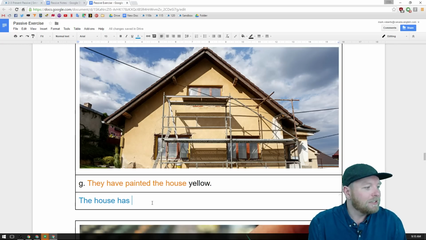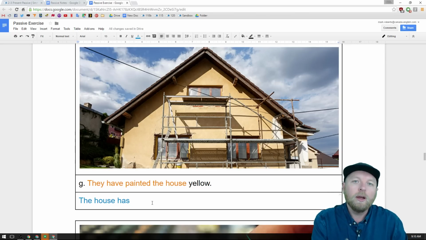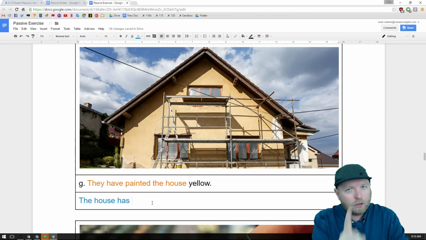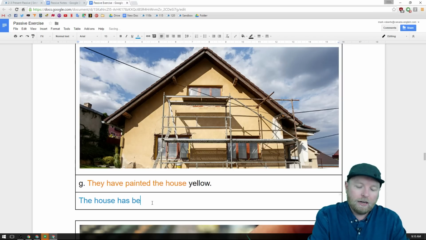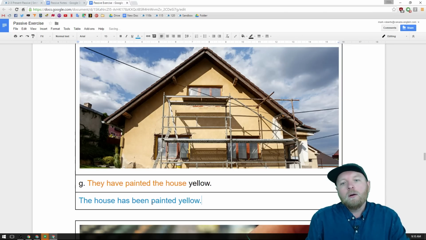Yes, the house has. Miguel Sorbazo, what happened? The house have? No, the house, it's a common mistake. Don't worry. But the house is one, so has. Has and present perfect. Passive. You need have or has plus been plus a past participle. So the house has been painted yellow. Whew. I think we should stop there today. I hope you guys learned a lot.